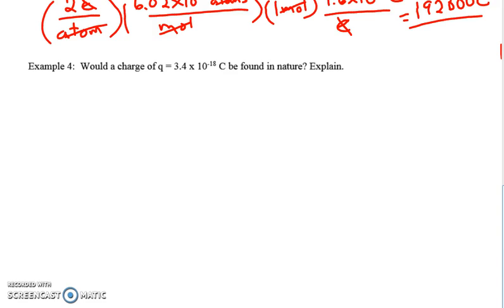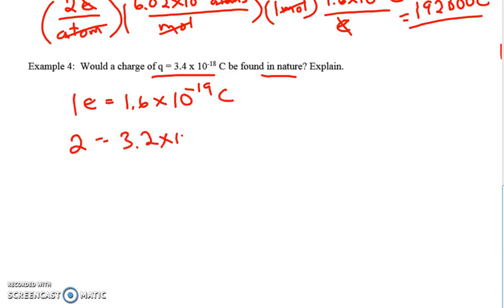All right, last problem. Could this charge be found in nature? Well, let's think about how we build up charge. The smallest charge we can get is this, and that's 1. If I have 2 of them, then I've got 3.2 times 10 to the negative 19th coulombs. So there's no value of charge between those 2 numbers.